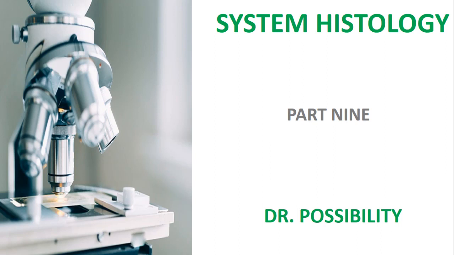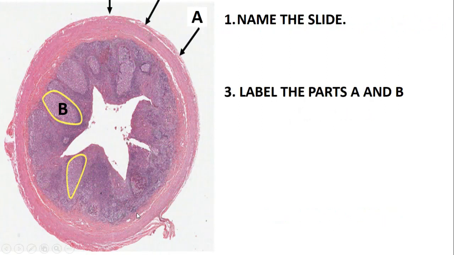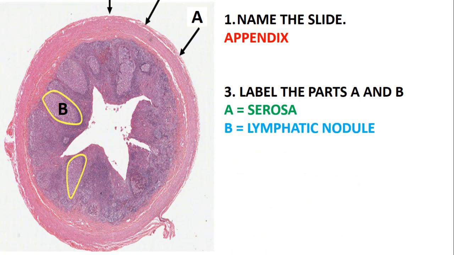So let's quickly start with the first slide. If you look at the first slide, we have been asked to name the slide. So this slide is just the appendix. Label the parts A and B. So A is just the serosa and B is just the lymphatic nodule.